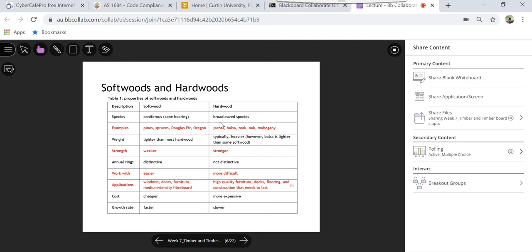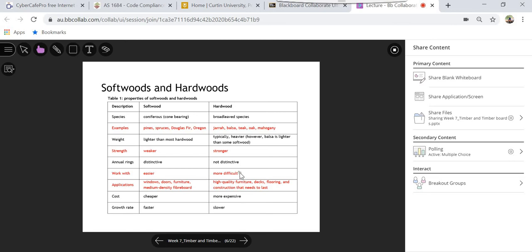But when it comes to structural applications, although they grow slower, we have to go for hardwood, like flooring and also sometimes girders that bear loads. So in that case, we need to go for hardwood, although they grow slower.